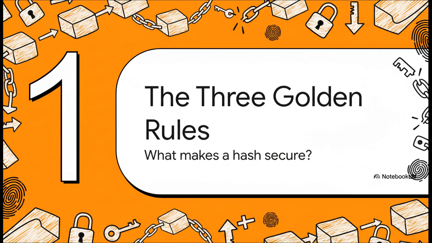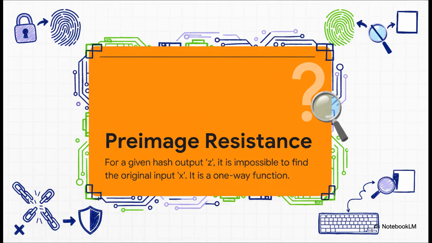Okay, but you can't just use any old formula for this. To be considered cryptographically secure, a hash function has to play by 3 very, very strict rules. These are non-negotiable. Rule number 1 is that it has to be a one-way street. We call this Preimage Resistance. It means that if I give you a digital fingerprint, it has to be practically impossible for you to figure out what original data created it. You can't work backward from the hash to the message.